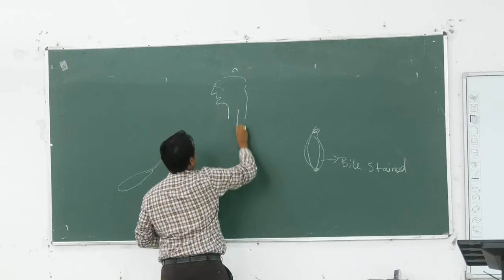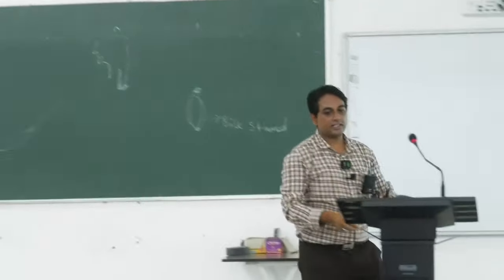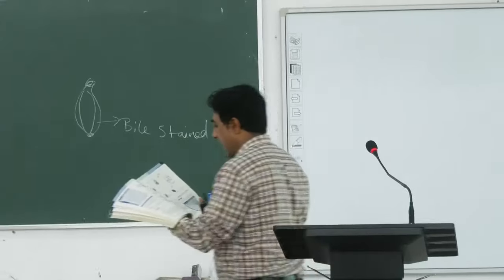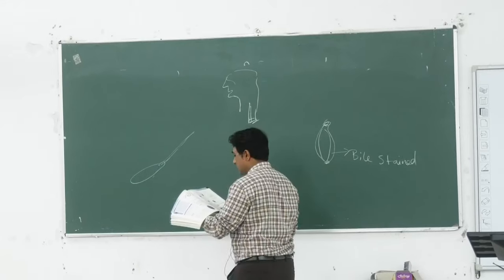Life cycle. Now coming on to the life cycle. The life cycle of Trichuris is simple, completed in a single host, humans. When do humans acquire infection? Humans acquire infection by ingesting soil containing embryonated eggs. The embryonated eggs hatch in the intestine and liberate the larva that penetrate the villi and continue to develop.